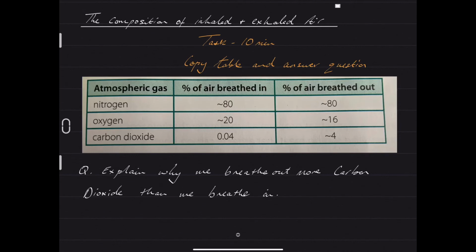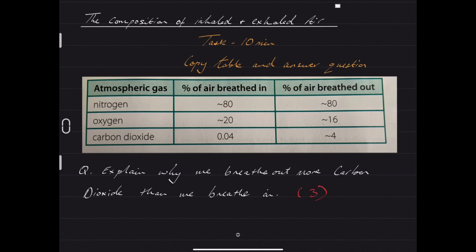So what I want you to do is take 10 minutes here because I want you to copy the table and answer the question here. Explain why we breathe out more carbon dioxide than we breathe in. If you look at the values, we have 0.04% carbon dioxide breathed in, but when we breathe out, we have approximately 4%. So what's the reason for this? I want you to explain why we breathe out more carbon dioxide than we breathe in. So can you construct your answer? And we'll say this is a 3-mark answer.